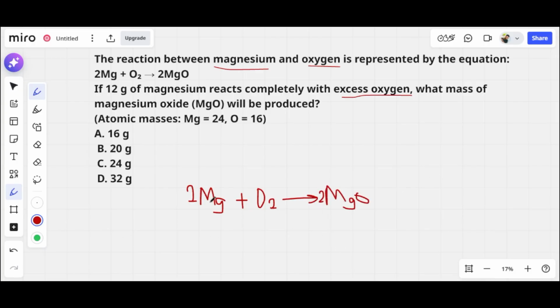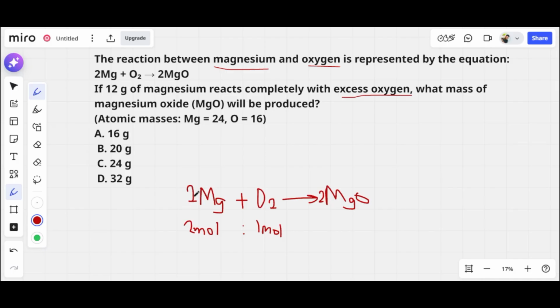So you now say, okay, based on this, what is the stoichiometry of this reaction? What's the stoichiometry of a reaction? You check the mole of each reactant and product. So for this, we have 2 moles of magnesium reacting with 1 mole of oxygen. Why is it 1 mole of oxygen? What is at the back of oxygen? The coefficient of oxygen is nothing, which is 1.